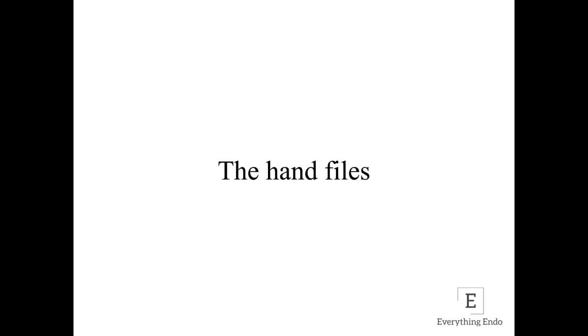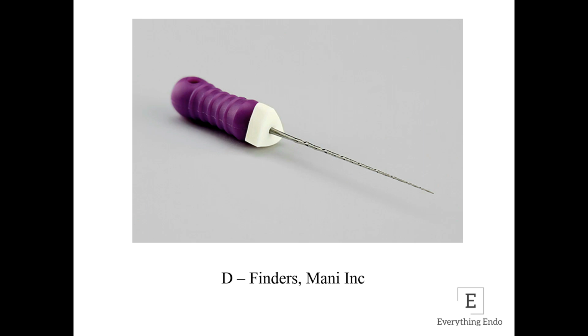One very essential part of our armamentarium that is often neglected as far as negotiation of the canals is concerned are the hand files. The conventional K files that we use are far too soft and will buckle when you try to negotiate an orifice that is blocked or a canal that is thin and tortuous. This is the D-finder from Mani. The D-shaped cross-section of this hand file makes it very stiff and will help you push through the orifice which is blocked. But I wouldn't really recommend using this beyond 3 to 4 millimeters into the orifice. The stiffness also makes it vulnerable to fractures.